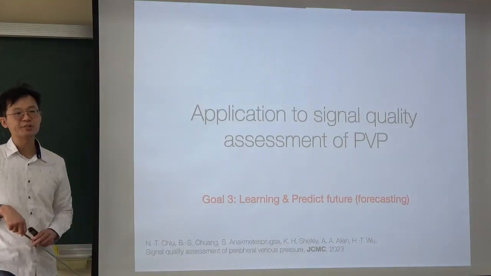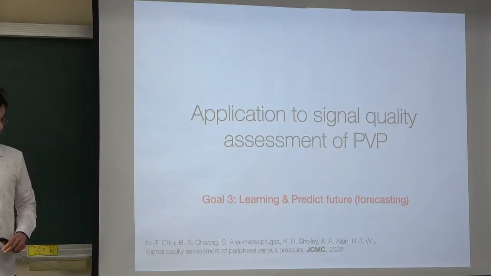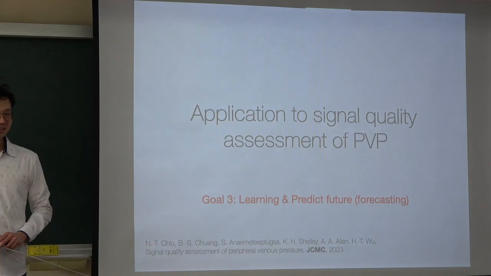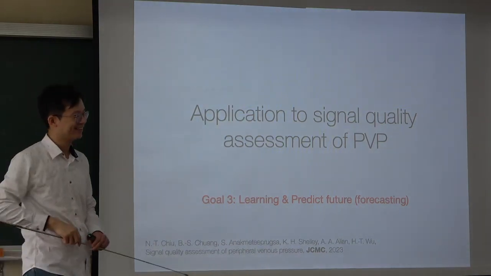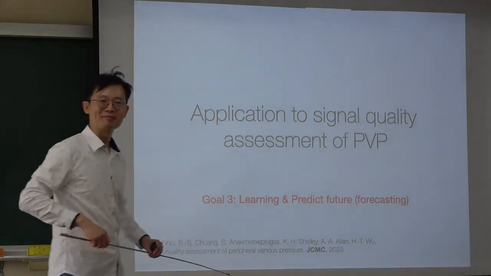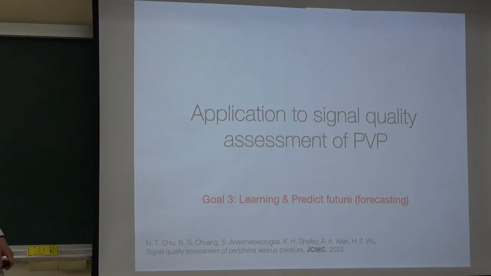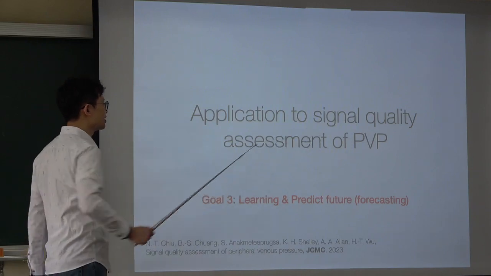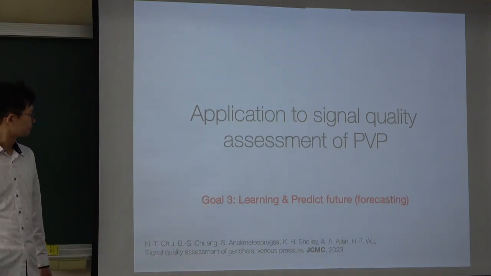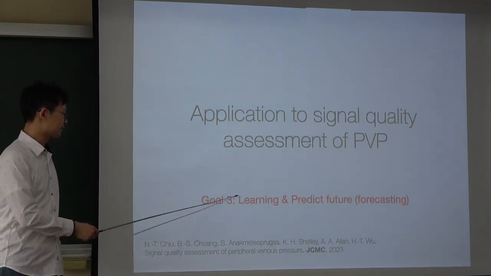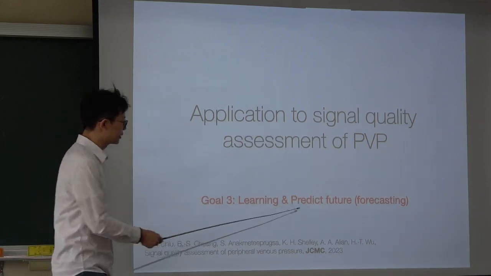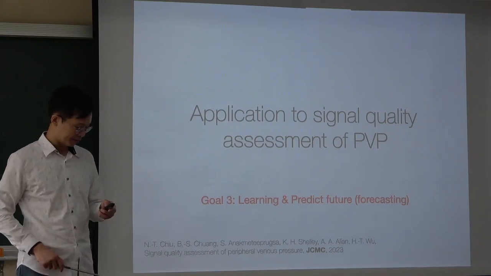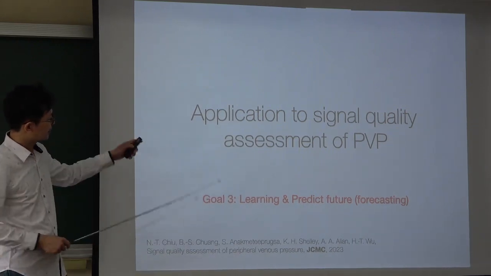Good. So this is the second part, second application. Actually, I have several applications, and I realize that it has been 20 minutes. Okay, so I'll try to be fast, but let's see how far I can go. And now, this is about application to signal quality assessment of PVP signal. And it is about the third goal. We want to learn and predict something. And this is the paper of the related topic.